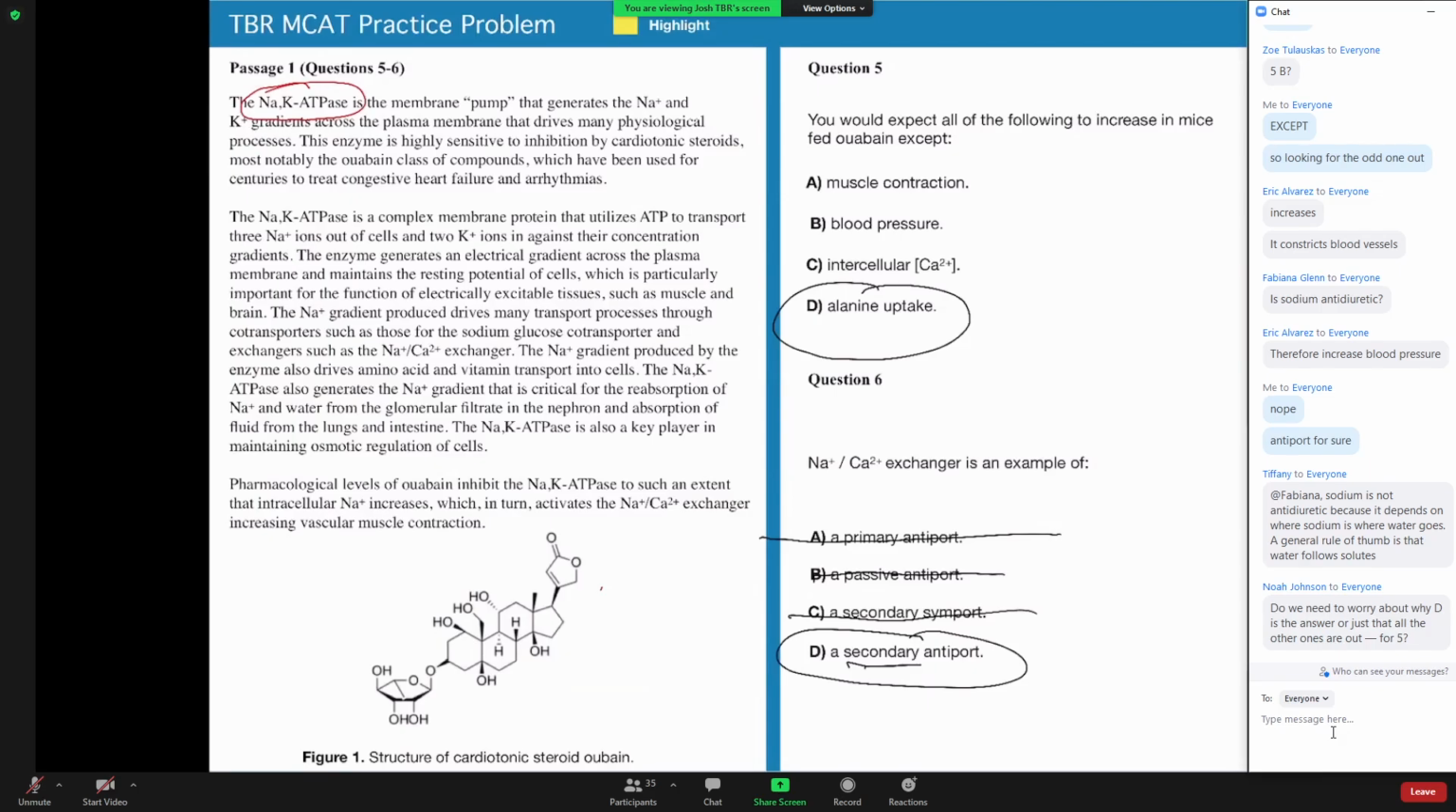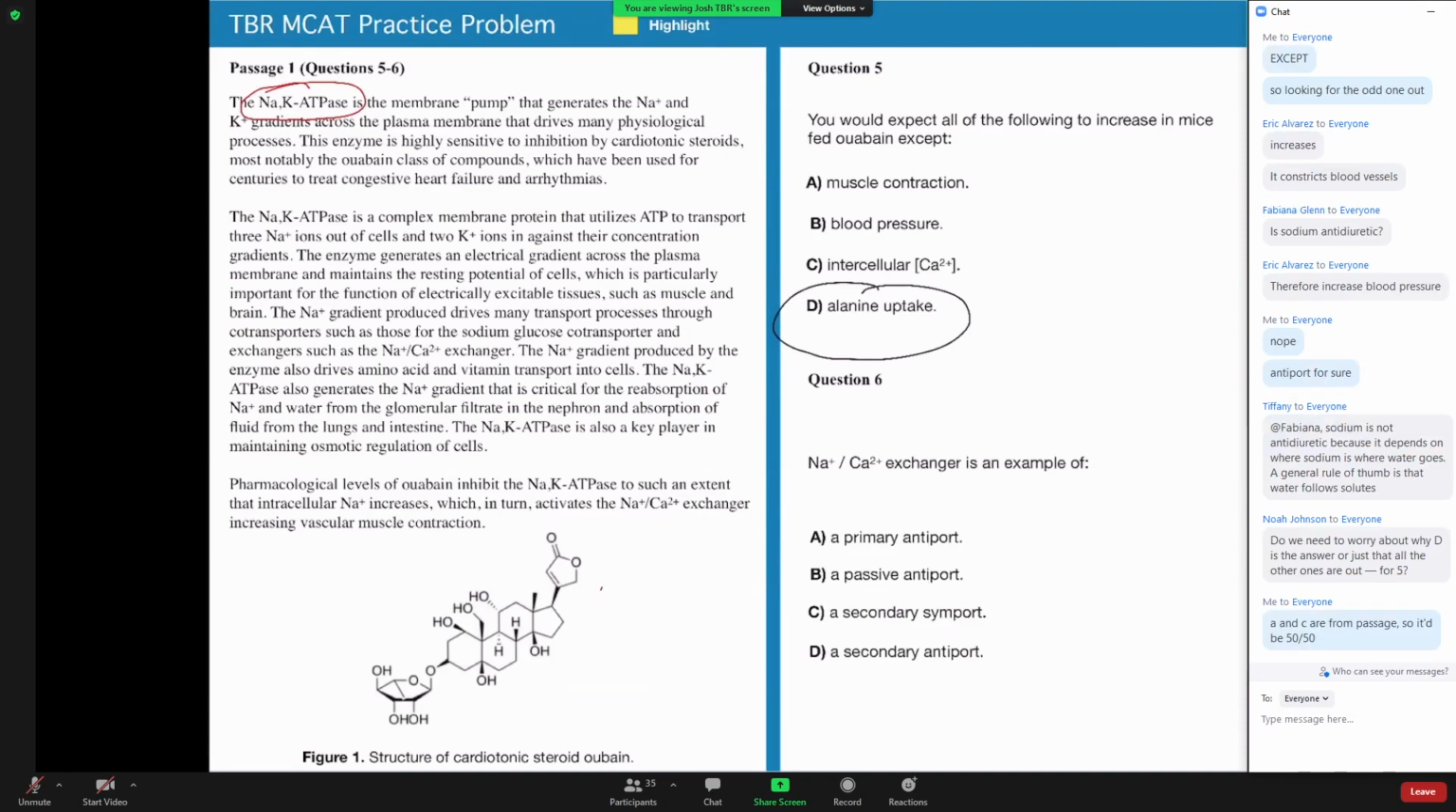Oh, and then Noah asked another really good question. Do we need to worry about why D is the answer, or just that you can rule out all the other ones for question number 5? And so both is right. Alanine uptake actually is directly in the passage somewhere. Let's find it.